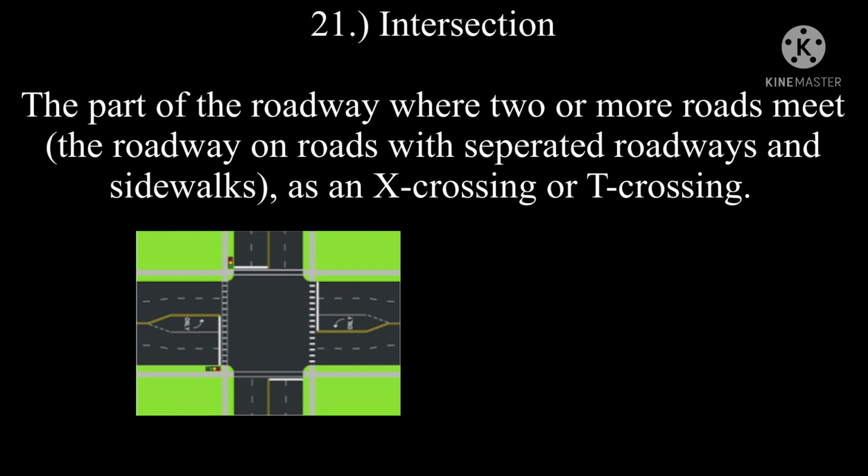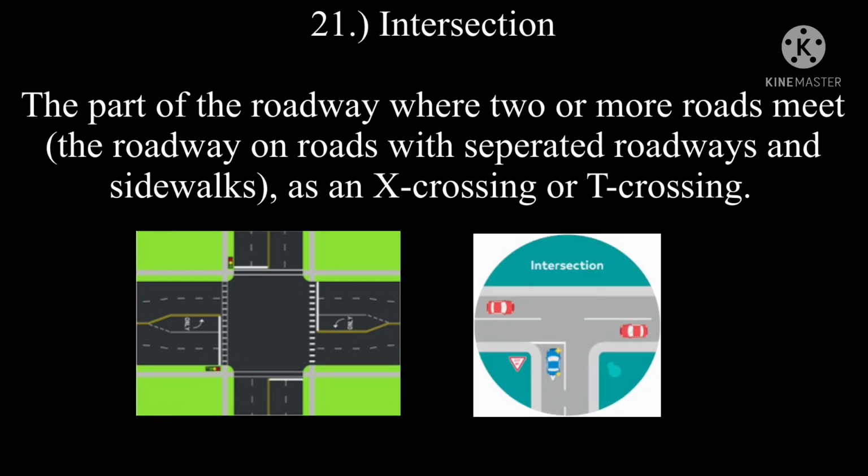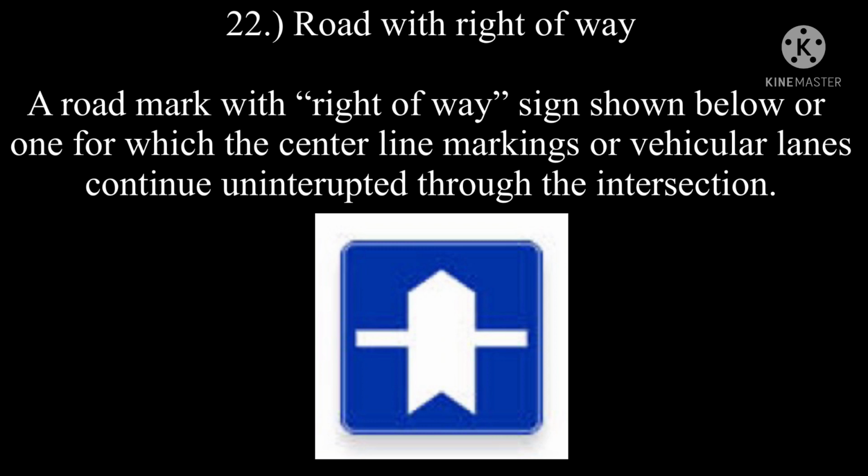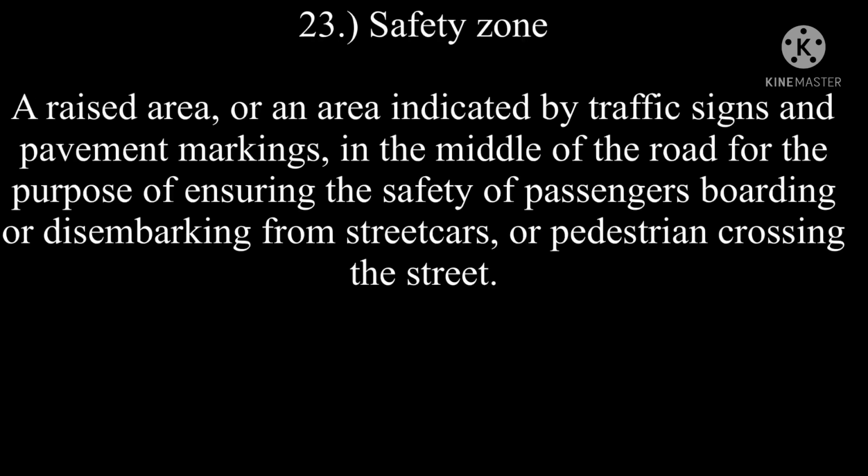Intersection, the part of the road where two or more roads meet. The roadway on roads with separated roadways and sidewalks, as an X crossing or T crossing. Road with right of way, a road marked with the right-of-way sign shown below, or one for which the center line markings or vehicular lanes continue uninterrupted through the intersection.